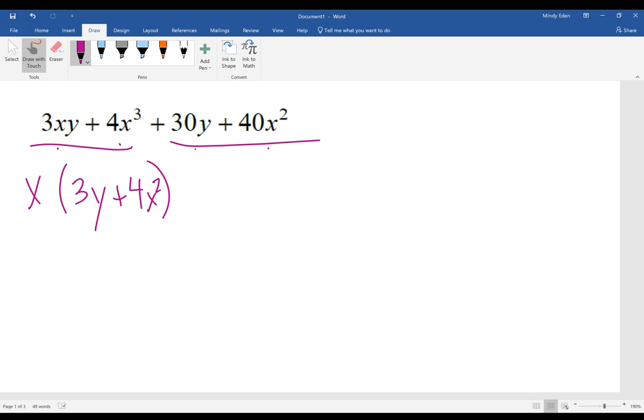Then I'm going to look at my second group. Well, I can take out 10 and no letters in common. So if I divide by 10, I get 3y plus 4.